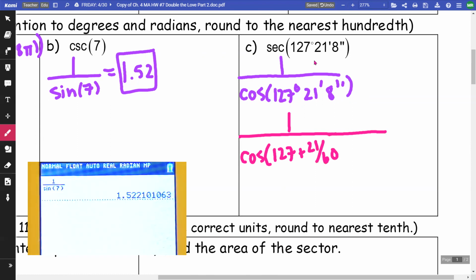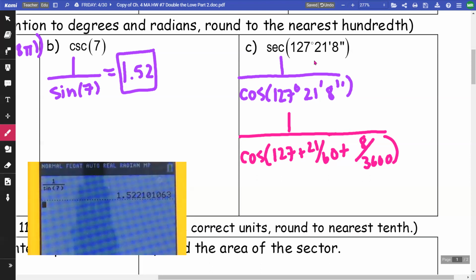What I'm doing is, this is all in degrees. So I have 127 degrees, and I have part of a degree. It's 21 out of 60, because there are 60 minutes in a degree, plus 8 out of 3,600, because there are 60 seconds in a minute and 60 minutes in a degree. So there are 3,600 seconds in a degree. I can type it in either way.